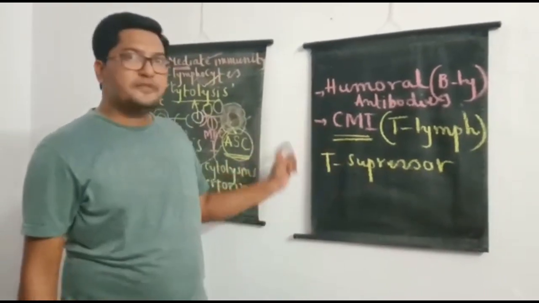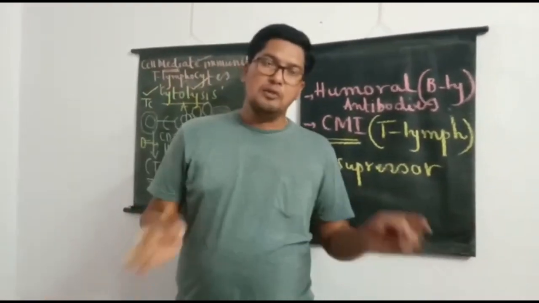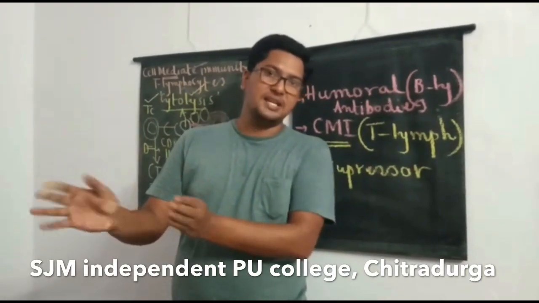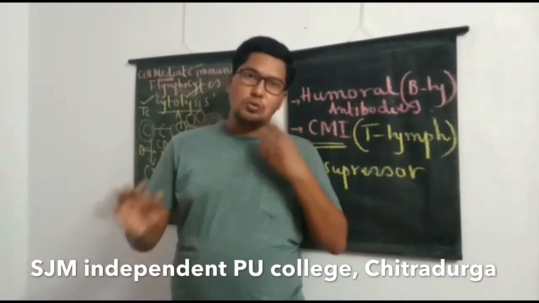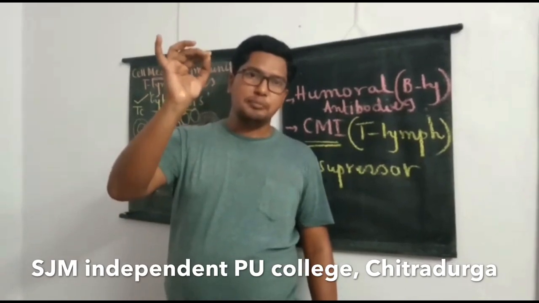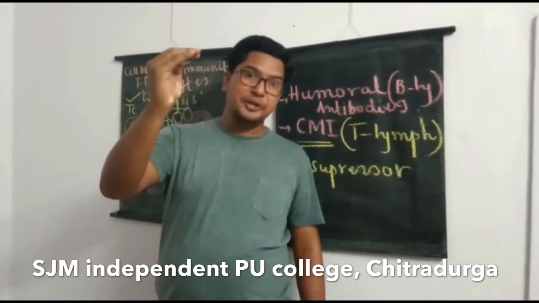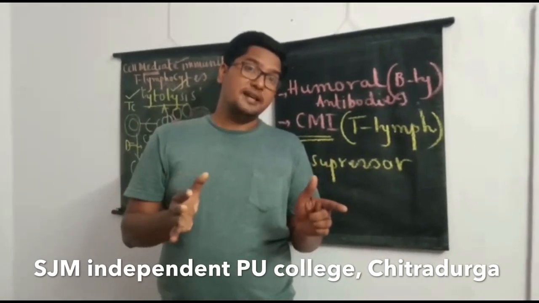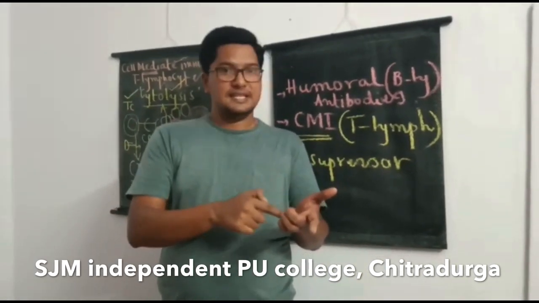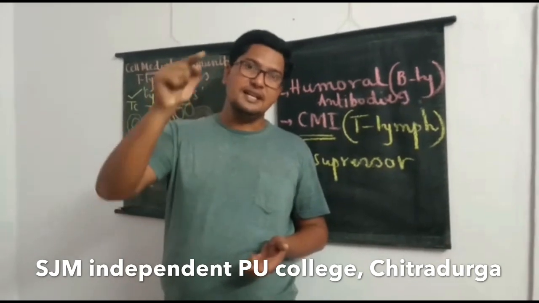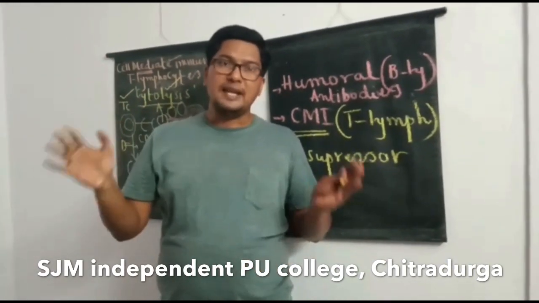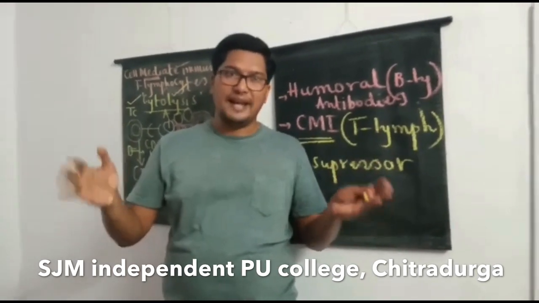So in this video I have explained what is humoral immunity and what is cell mediated immunity. Broadly speaking, humoral immunity is offered by B lymphocytes by producing antibodies. Cell mediated immunity is offered by T helper cells and TC cells by producing interleukins, and finally by performing cytolysis. Hope you understand and like this video.